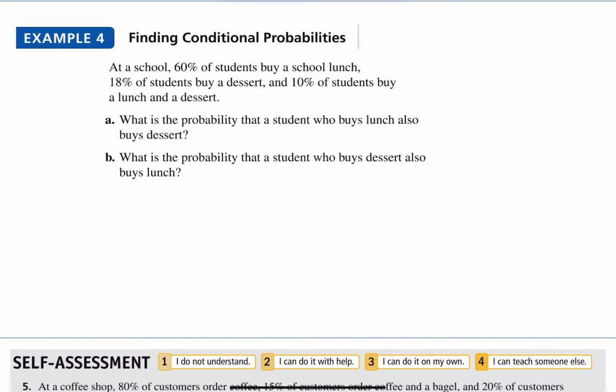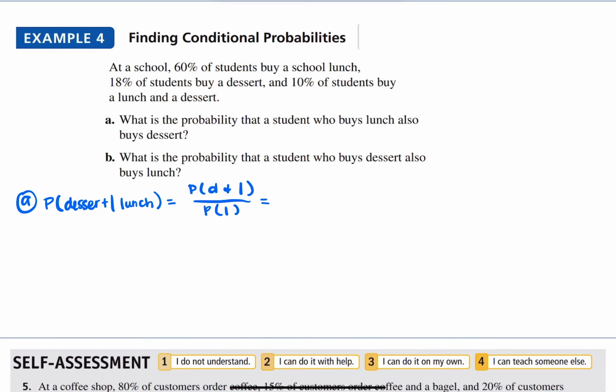So we're saying the probability that they buy, we'll shorten that, they buy a dessert given that they bought a lunch. So probability that they bought a dessert and a lunch over the probability they bought a lunch.